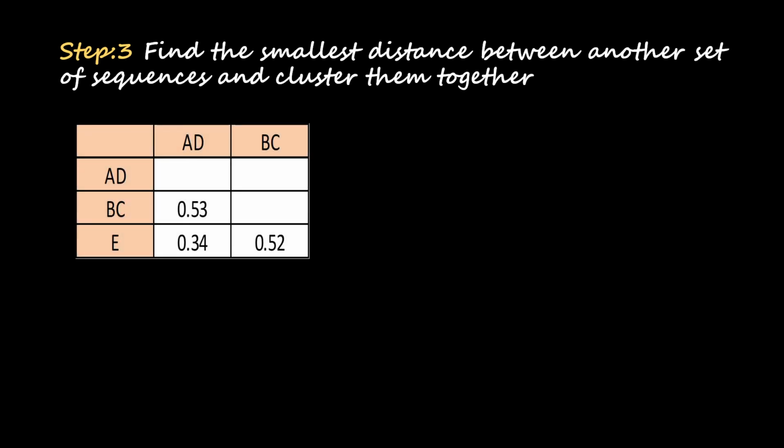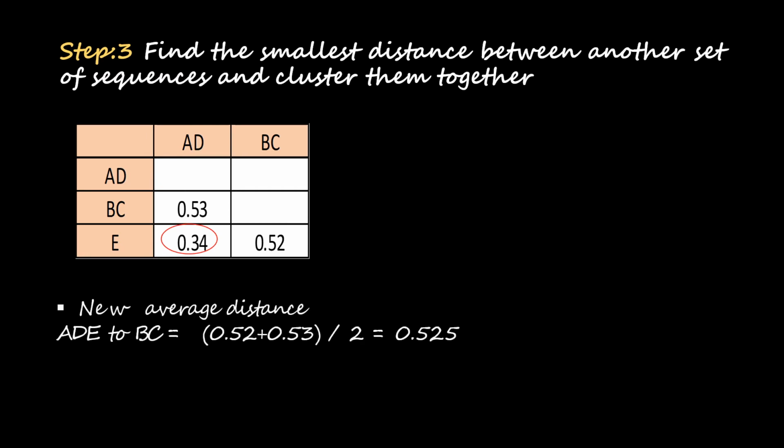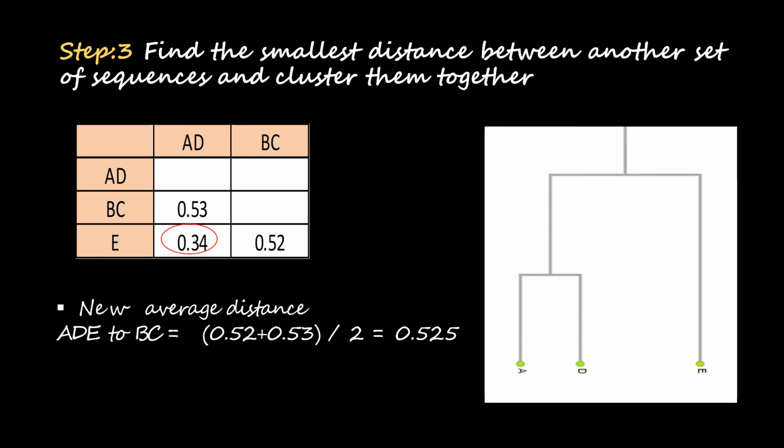So here again we have the smallest distance. AD and E have the smallest distance amongst each other, that is 0.34. The new average distance will be calculated with the average method and we see that AD and E are part of one clade, as shown in this figure.